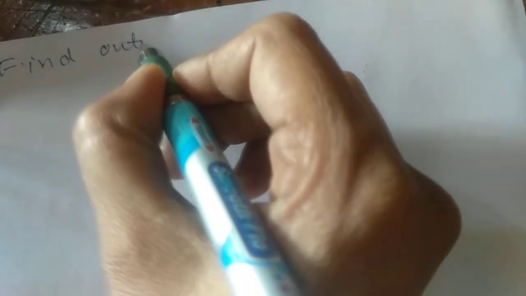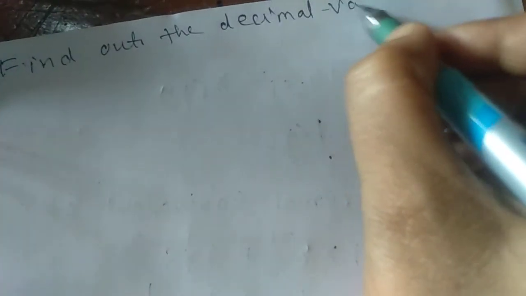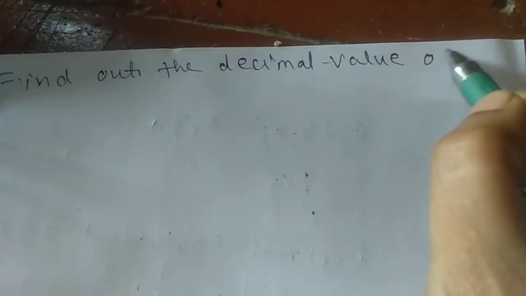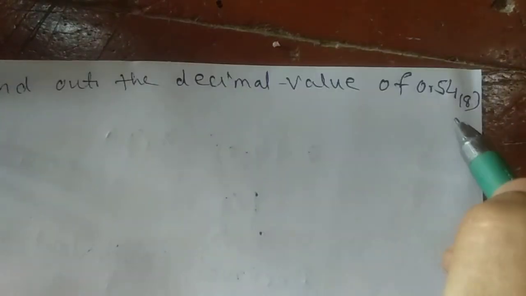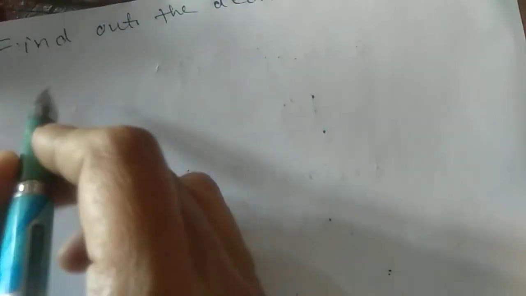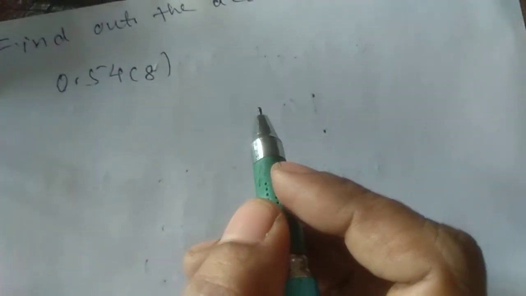Now let us find out the next conversion. Write again the title: find out the decimal value of 0.54, and it is given in the octal system. I will write: the number they have given is 0.54 in the octal number system.